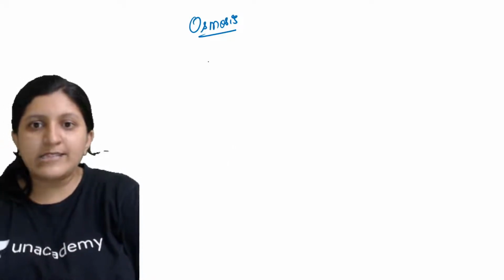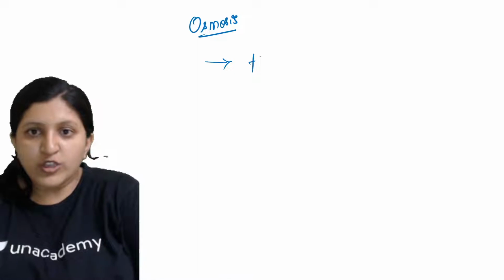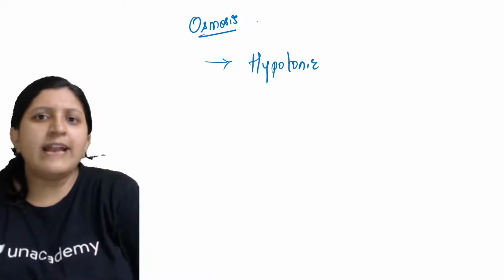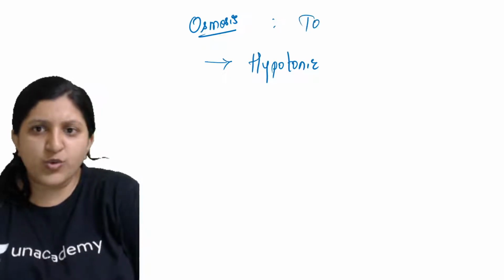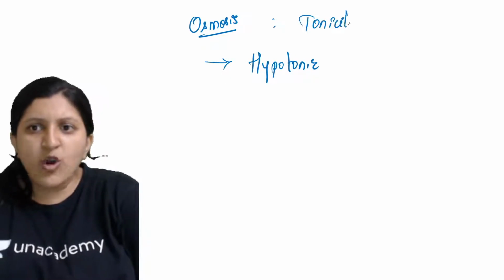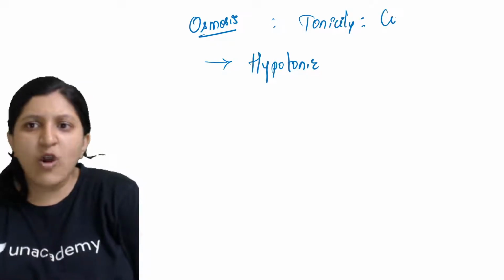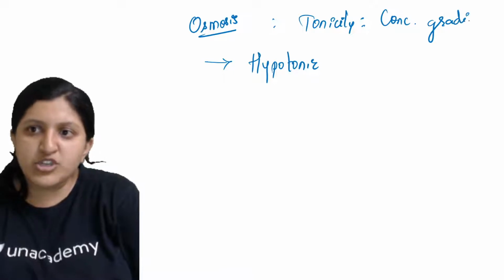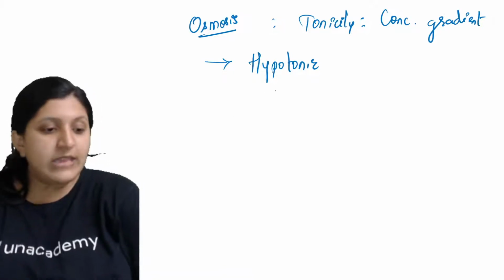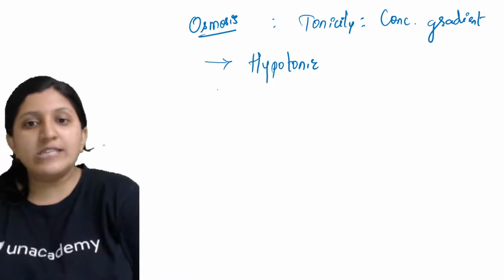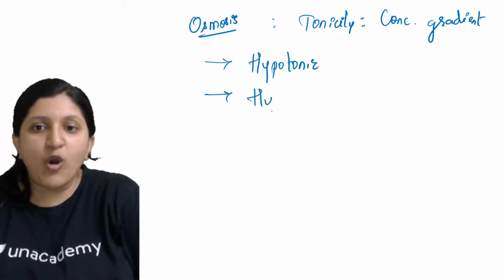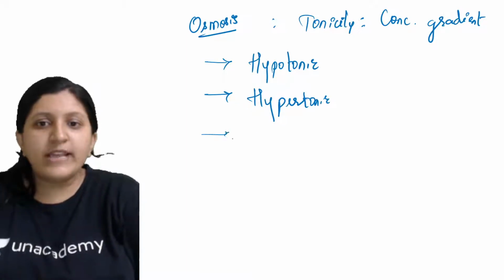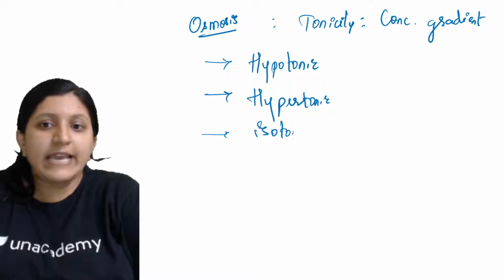So let's see, there is a hypotonic solution. So what exactly is a hypotonic solution? That we come across as tonicity. Under tonicity you can find there is a concentration gradient. Tonicity is nothing but a concentration gradient being maintained. So you can see a hypotonic solution, a hypertonic solution, and then an isotonic solution. These are the three cases that you will find.